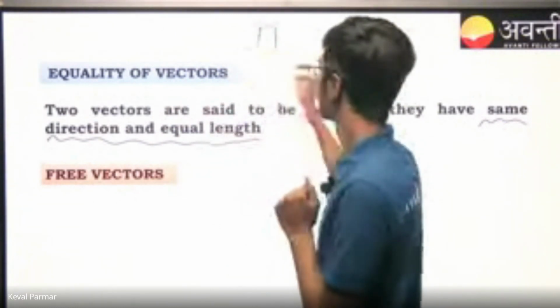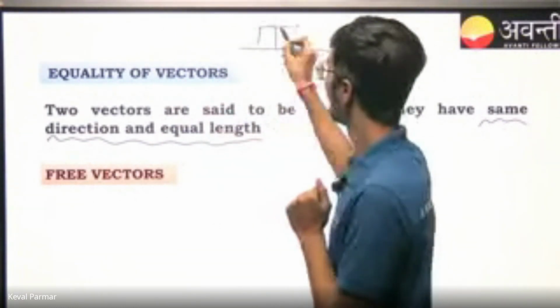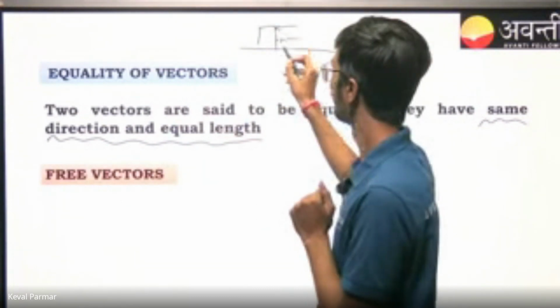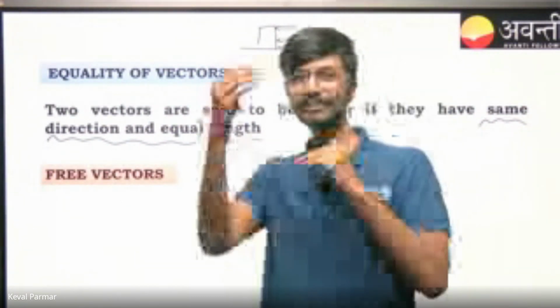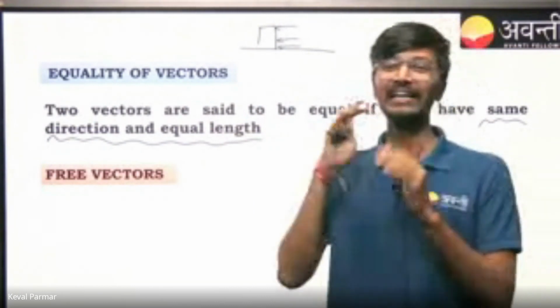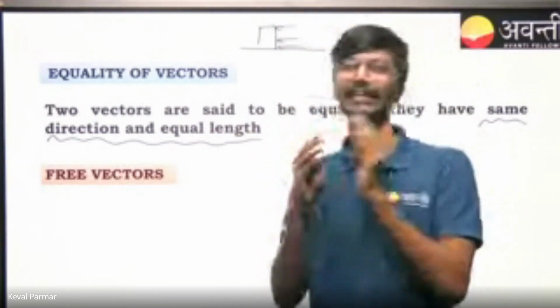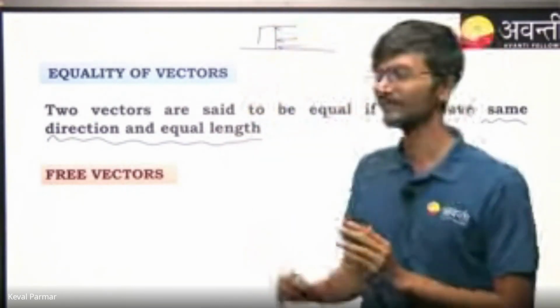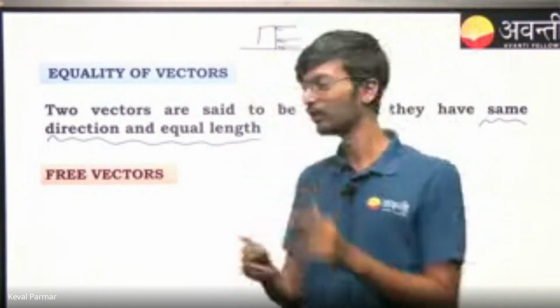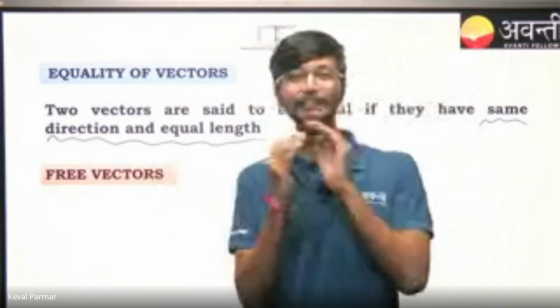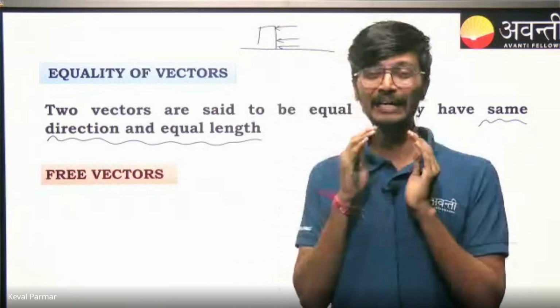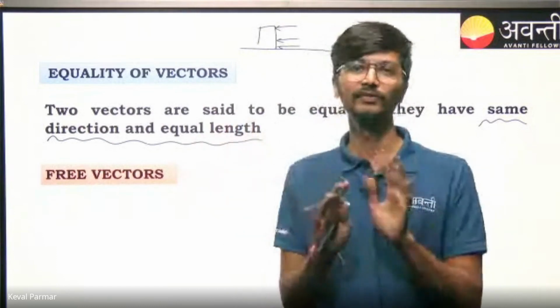If this is a box, and I apply the same 10 Newton force here, here, and here, each of these directions matters because the object will respond differently based on where the force is applied. So in physics, we cannot use free vectors. Free vectors are mainly used in mathematics, or in mathematics, only free vectors are used, we can say.